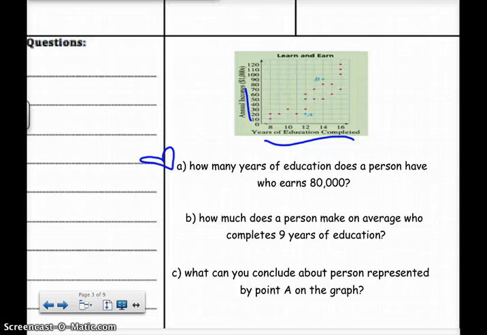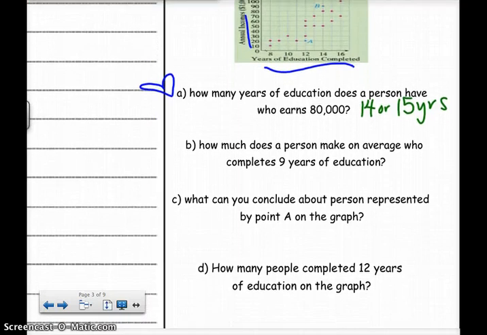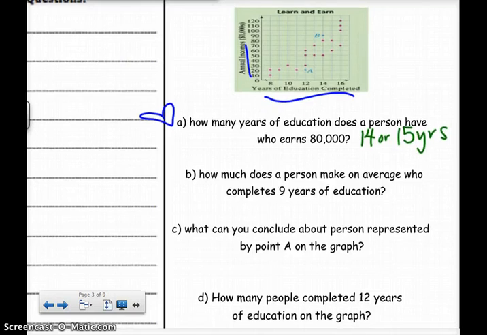And then we have a 15-year, so 14 or 15 years. That's a lot. 12 years for high school and getting through high school, and then 4 years for your bachelor's. 16. How much does a person make on average who completes 9 years of education?